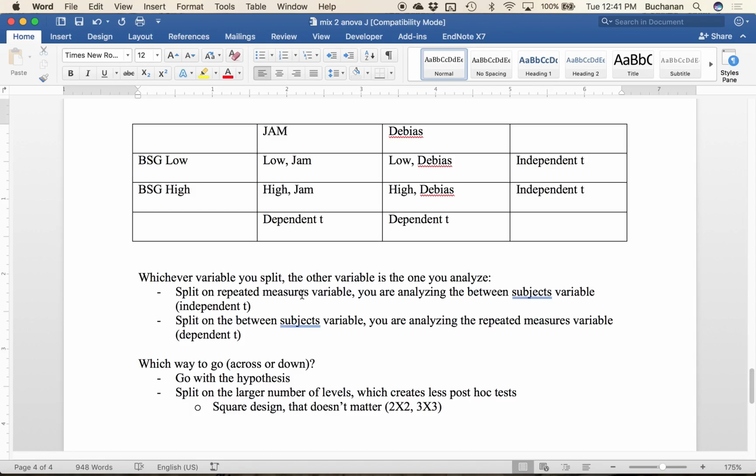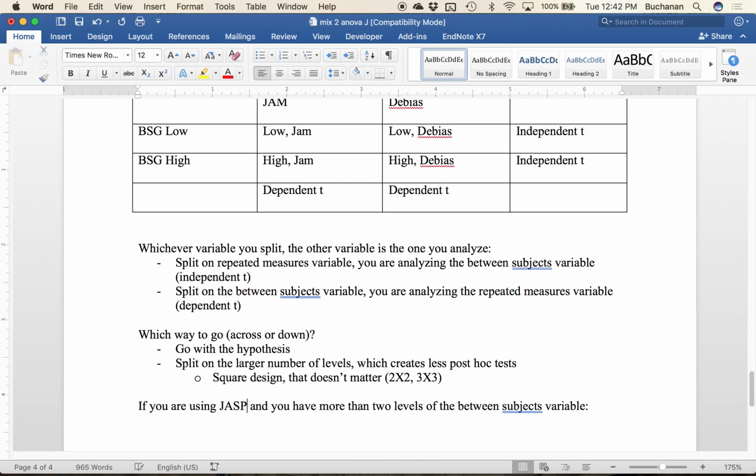If, however, you're using JASP and you have more than two levels of the between subjects variable, okay, so this is kind of an important qualification here. No matter what you do, pretty sure you're going to need to split up the Excel files.